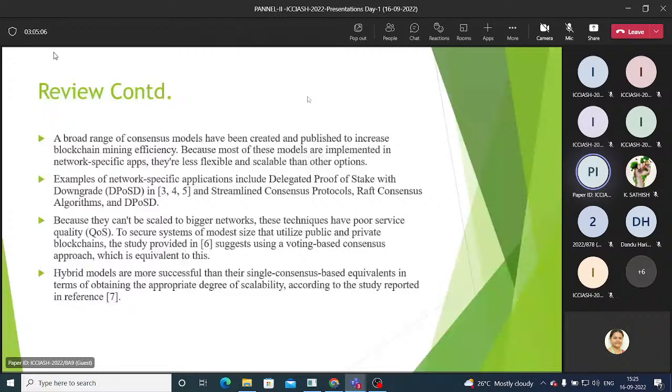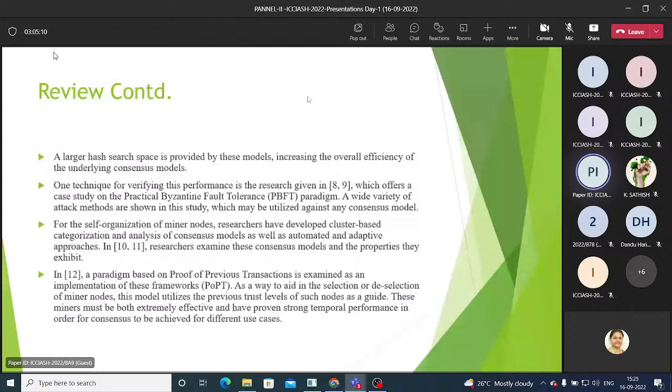So yes, as the review continued, larger hash search spaces have also been a challenge for researchers.